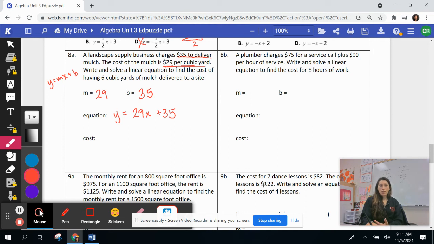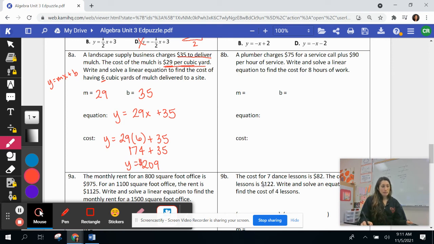Now our last part is figuring out, if we have 6 yards, what is our cost going to be? So we're going to say y equals 29, multiply that with 6, and then add the 35 to it, the delivery fee. So I'm going to multiply the 29 with the 6. 29 times 6 is 174. We'll add 35 to that, and that's going to be 209. So our cost is $209.